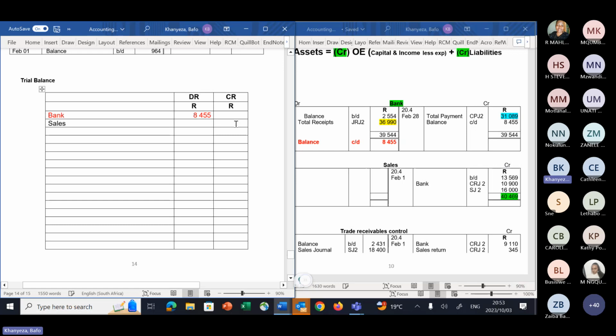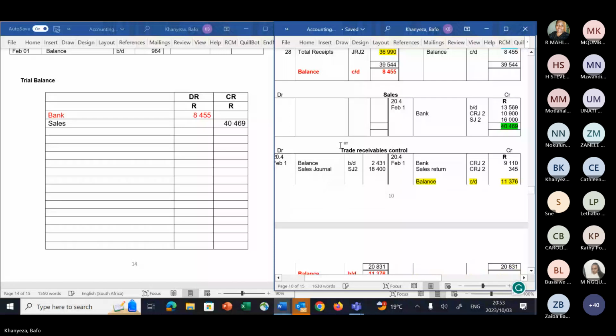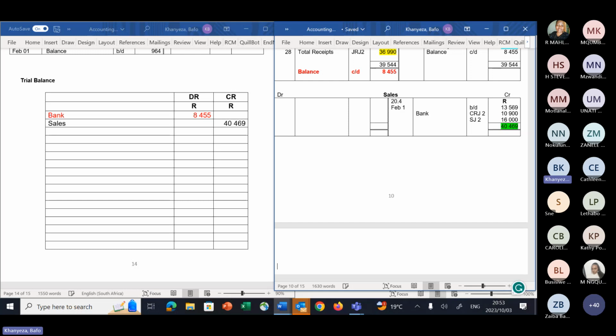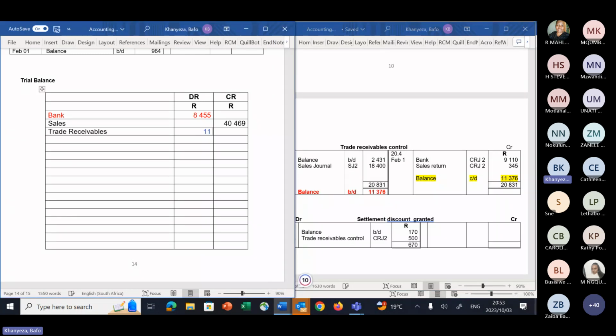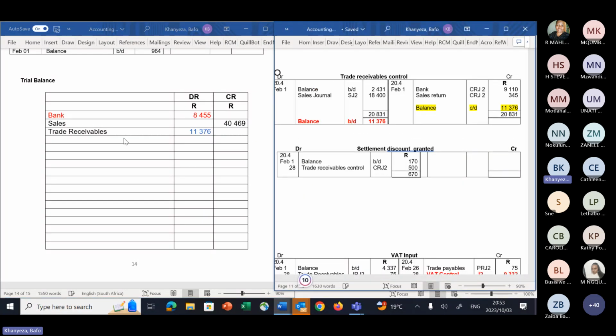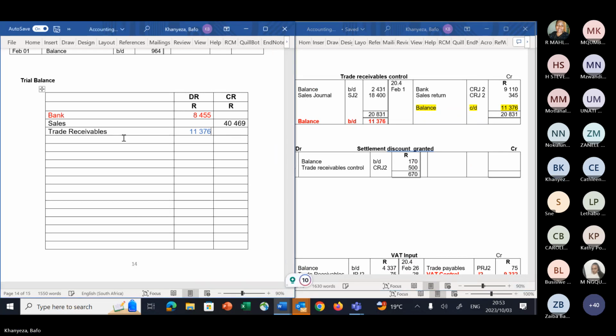Then tomorrow we are doing adjustments. Then it's trade receivables. Next is trade receivables. And lastly, also please complete for me the 11,376,370. So it's a matter of transferring the balance brought down as they are. Settlement discount granted.